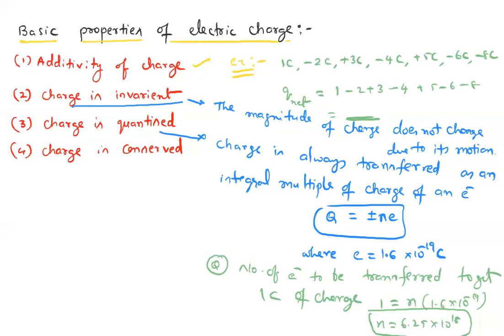Now, last property, charge is conserved. What is the meaning of charge conservation? What is the meaning of the word conservation? Conserved means remains constant. Here, charge remains constant in an isolated system. In an isolated system, charge will be transferred from A to B. As in the first example, some electrons are transferred from A to B. For the system of A and B, the total charge remains constant.